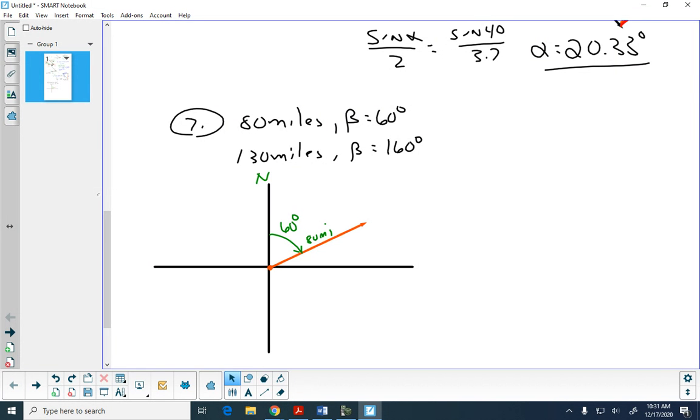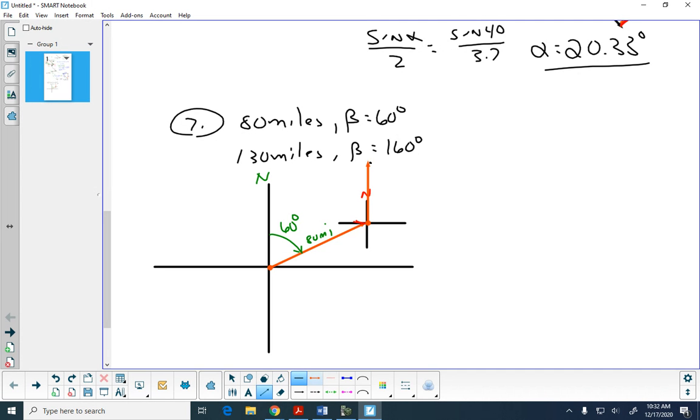Now, what we talked about on Tuesday, at this point, it's going to turn and go on a bearing of 160 degrees. So my suggestion to you is at the tip, draw another axis with your north there. This will help you out immensely as you're trying to go through the problems. Because the second one's going to travel on a bearing of 160 degrees for 130 miles.